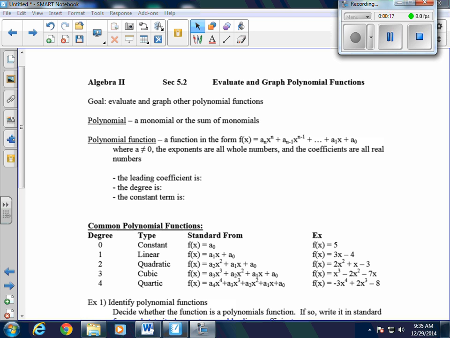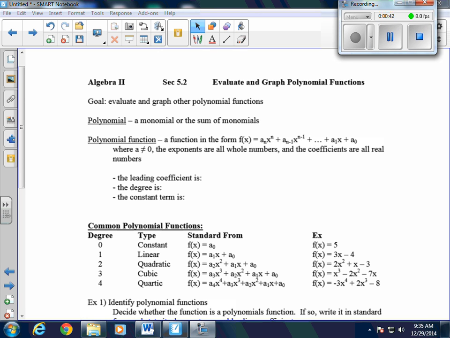Now, we've talked a lot over the last couple of years about graphing linear equations and also graphing quadratic equations. Well, we're going to talk today about graphing other types of functions. Okay, they could be third degree, fourth degree, fifth degree, whatever it is. We're going to look at what the general rule is and how to do that. Okay, so first of all, we're going to talk about a couple of terms once again.